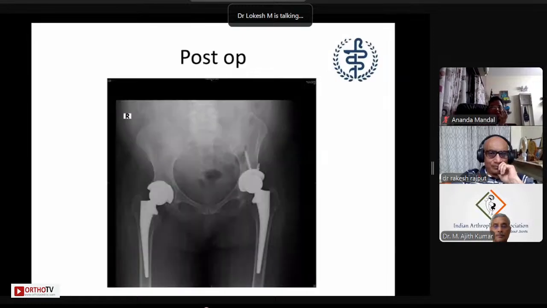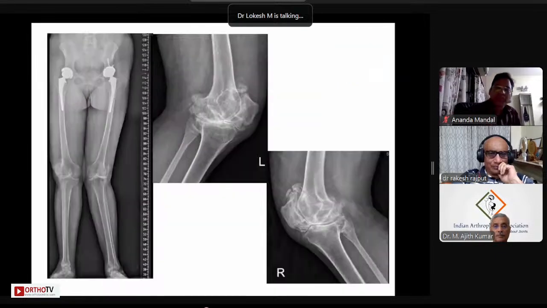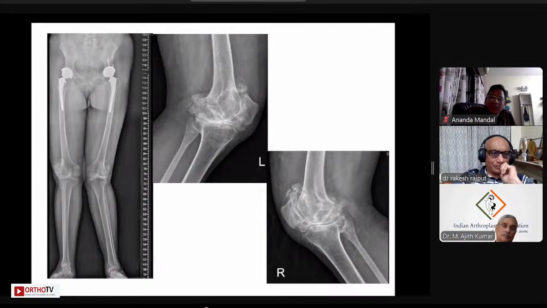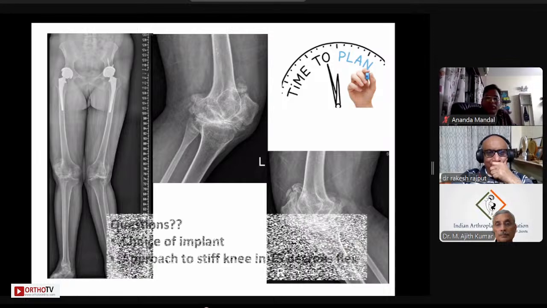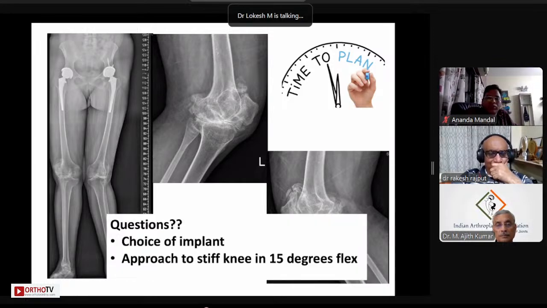This was her presenting hip X-ray. Stage 1, we went on to do her hips in the same sitting. We did bilateral total hip replacement, and this is her presenting knee X-rays. Considering the valgus of 8 degrees on the left and 5 degrees on the right, with no further movement present and 15 degrees of flexion. On the lateral view, you can see anterior translation of the tibia and patella baja. So the question is the choice of implant and approach to a stiff knee in 15 degrees of flexion.